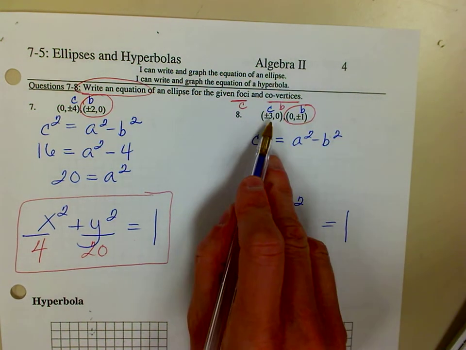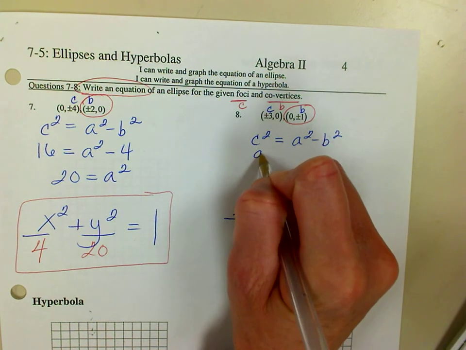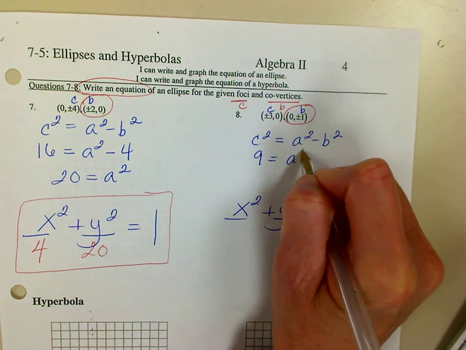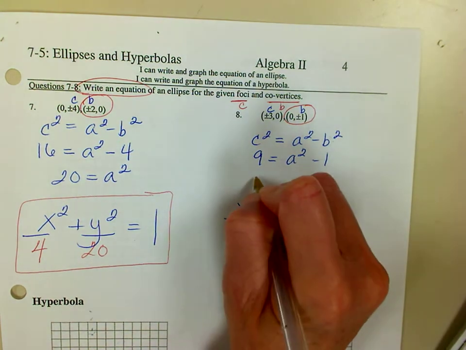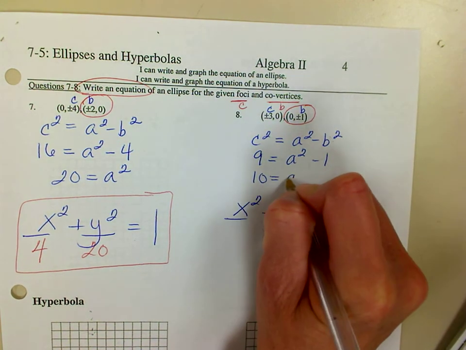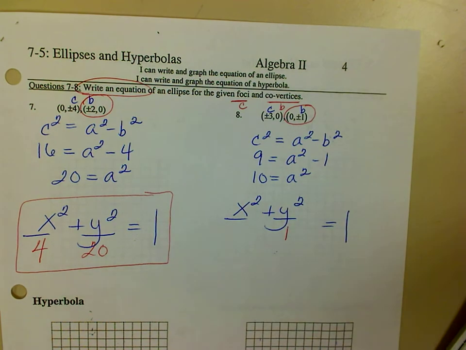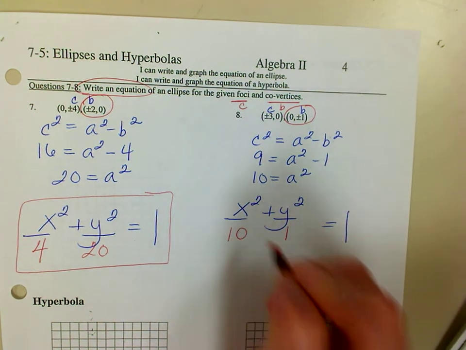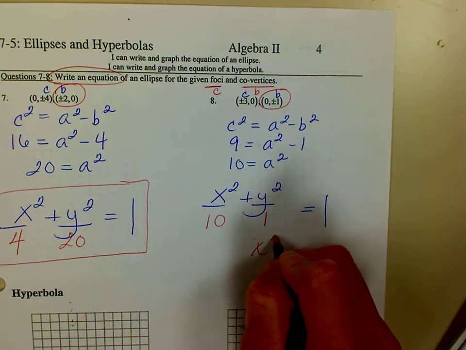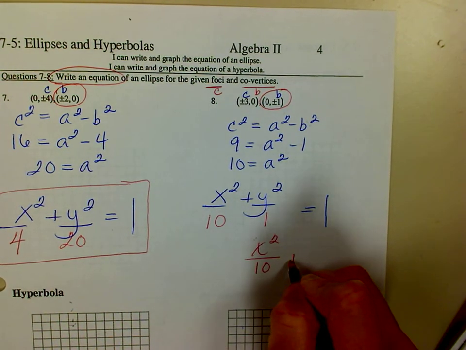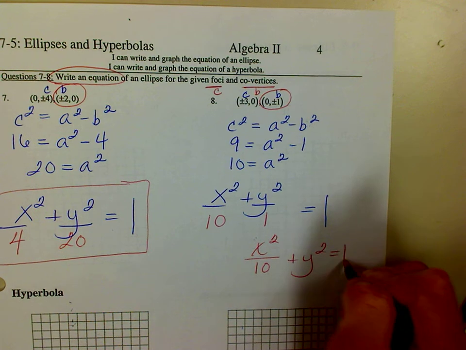Okay, C squared. If C is 3, C squared is 9. I don't know what A squared is, but I know B squared is 1. If I add over the 1, I know A squared is 10. So 10 must go there. And whenever 1 is the denominator, you don't really need it. So here's another way to write your equation.